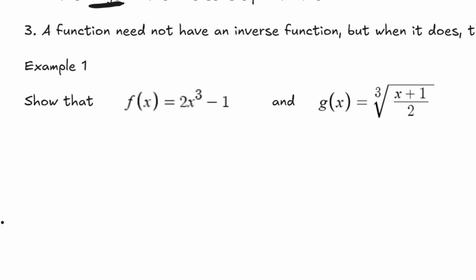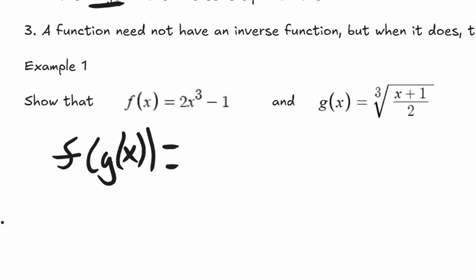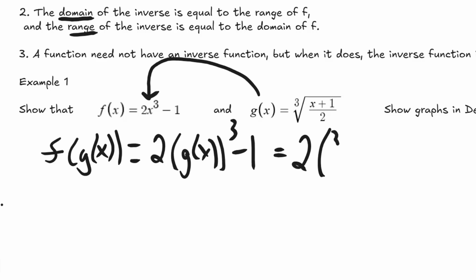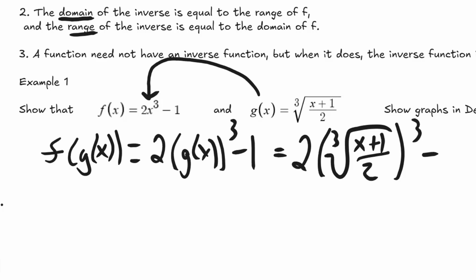So we're going to show that these two functions are inverses of one another. The first thing we're going to do is plug one function inside the other by composing them. So in other words, f of g of x, and this is going to say that we're going to put g in for x anywhere there's an x in the first equation. So 2 times g of x cubed minus 1. I'm going to actually substitute the function in. So 2 times the cube root of (x plus 1 over 2), cubed, minus 1.